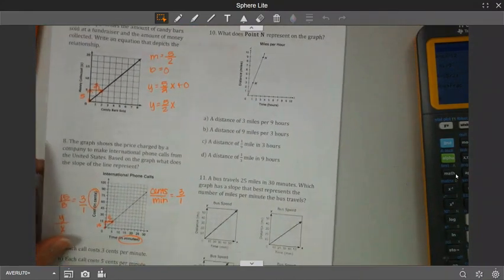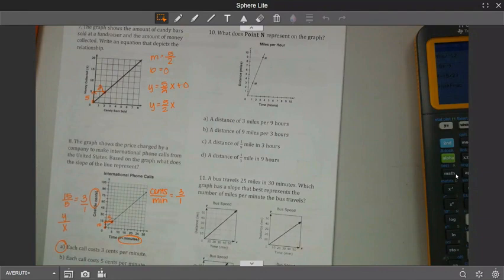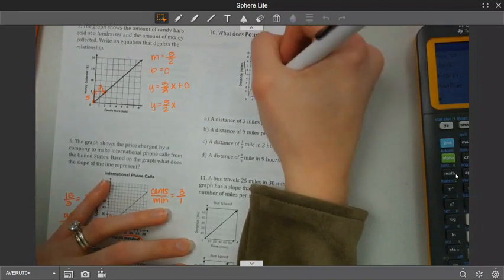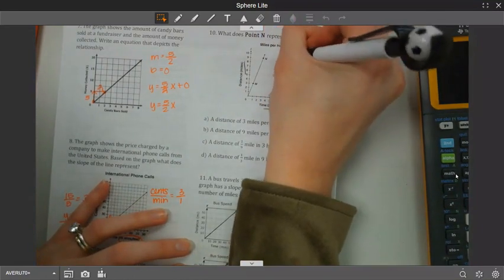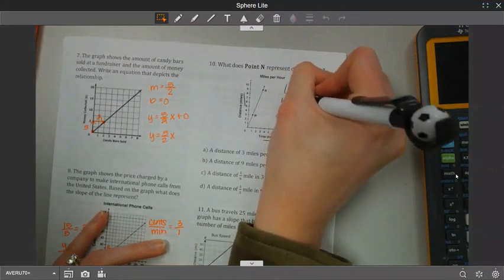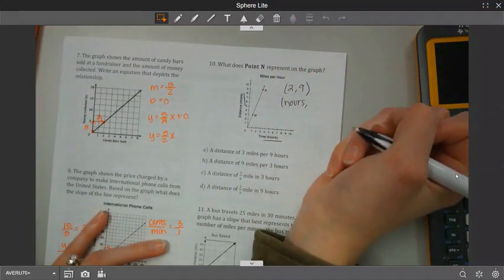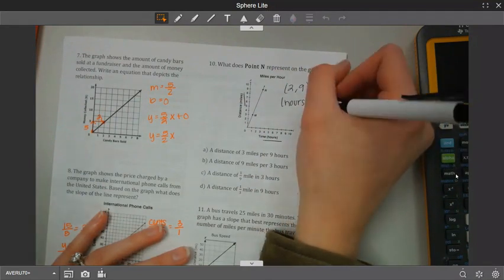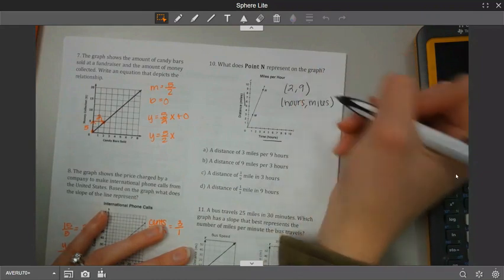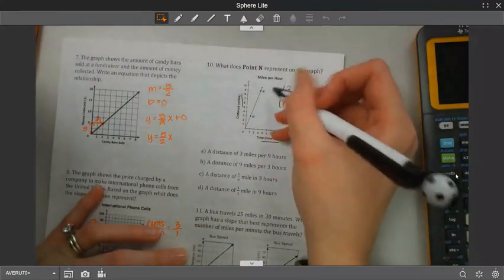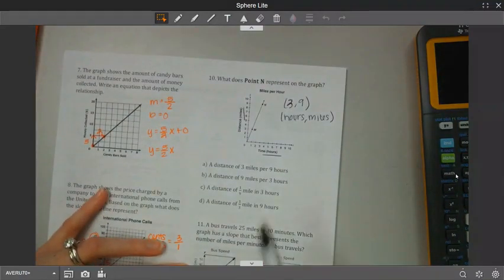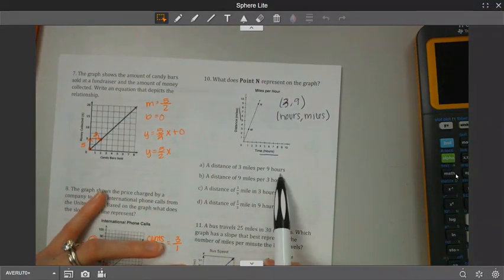Number 10, what does point N represent on the graph? Okay, well, our x values are hours, our y is miles. So N is at 2, 9. So remember, we're talking about hours. You're using the labels of the x and y axes to help you. Hours, miles. So 2 hours, 9 miles. Oh, not 2, 3. I'm sorry, I misread that. 3 hours, 9 miles.